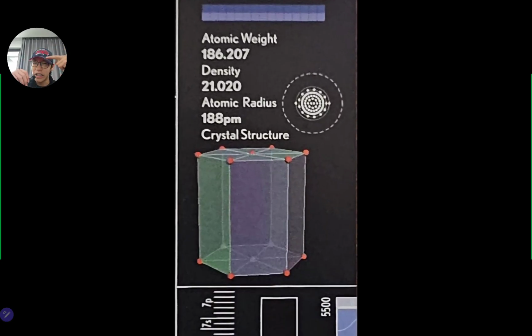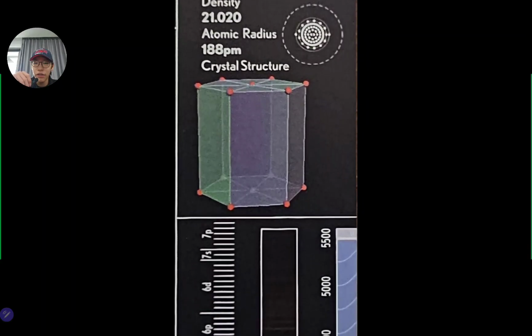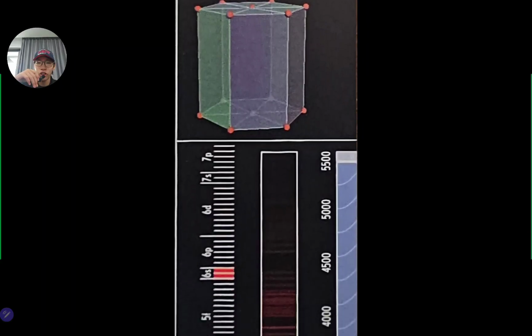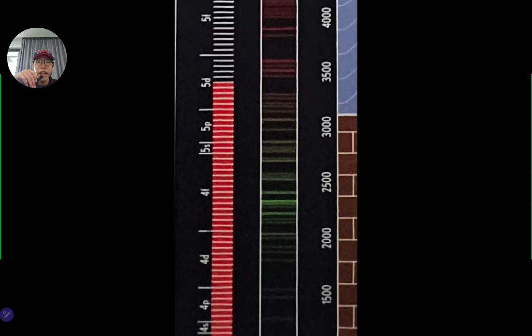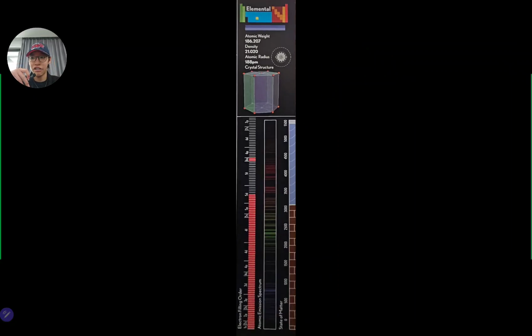So its atomic weight is 186.207, its density is 21.02, its atomic radius is 188 picometers, its crystal structure is a hexagonal prism. Once again, it has a really high melting point, but this one, it's a ridiculously high boiling point. Yeah, there you go. I can only say ridiculously. 5D is trying to be filled up. I really hope 5F is filled up all the way.